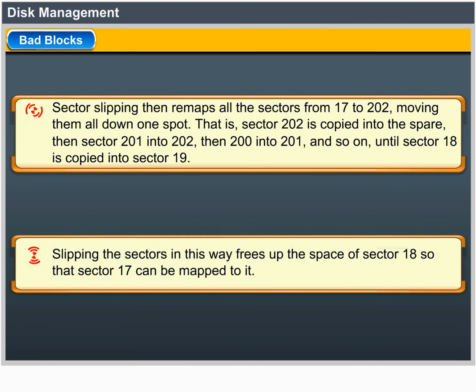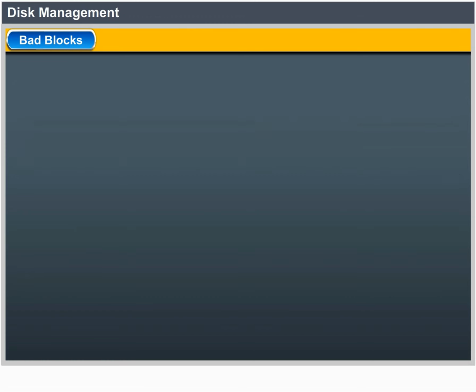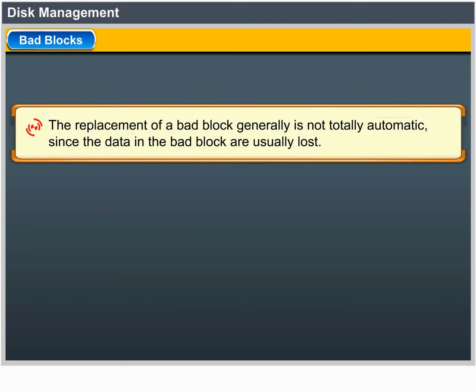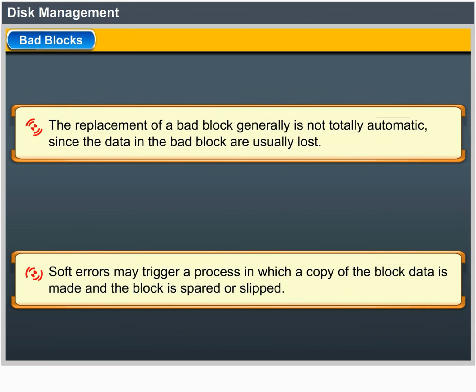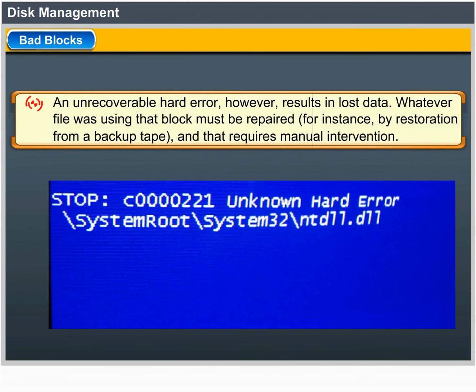Slipping the sectors in this way frees up the space of sector 18 so that sector 17 can be mapped to it. The replacement of a bad block generally is not totally automatic because the data in the bad block are usually lost. Soft errors may trigger a process in which a copy of the block data is made and the block is spared or slipped. An unrecoverable hard error, however, results in lost data. Whatever file was using that block must be repaired, for instance, by restoration from a backup tape, and that requires manual intervention.